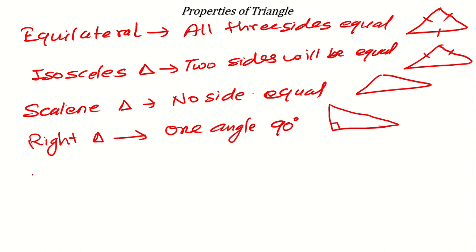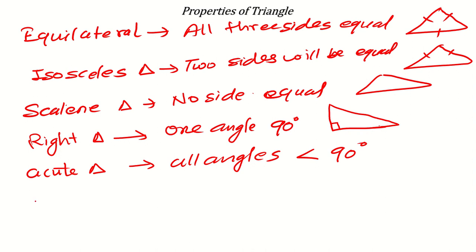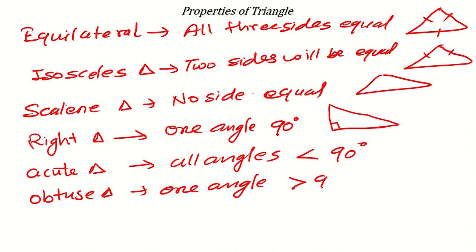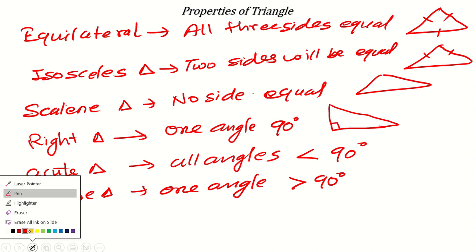So another one is called acute angle triangle. Acute angle triangle means all angles will be smaller than 90 degree. Right angle I told you, and obtuse angle triangle means one angle will be greater than 90 degrees. So that is called obtuse triangle. Now, please take the screenshot of this. It will help you in solving the question.